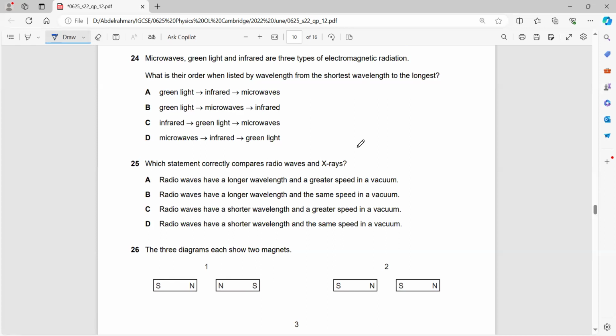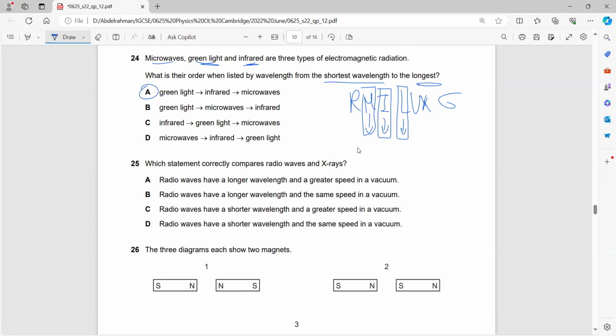Microwaves, green light, and infrared are all three types of electromagnetic radiation. What is the order when listed by wavelength from the shortest wavelength to the longest wavelength? You have microwaves, light, and infrared. The shortest wavelength would be the light, whatever type of light it is, then infrared, then microwaves. Light, infrared, and then microwaves. A.